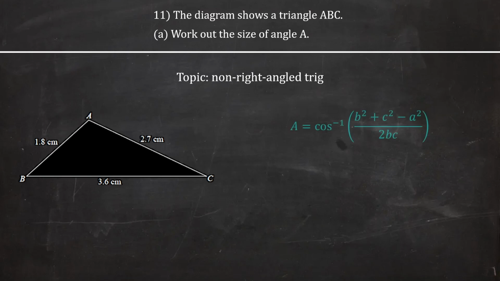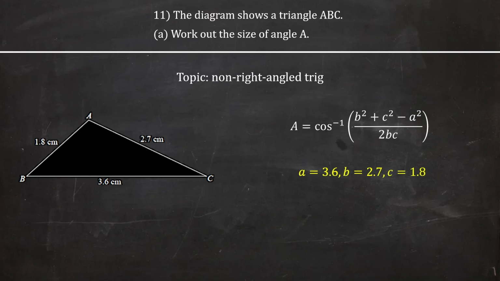which is A is equal to cos minus 1 of (b squared plus c squared minus a squared) over 2bc. Fortunately, for our question over here, A is where it should be, which is where we're trying to find, so we don't need to relabel the triangle. So we're going to substitute and we're going to calculate. So a is 3.6, b is 2.7, and c is 1.8.